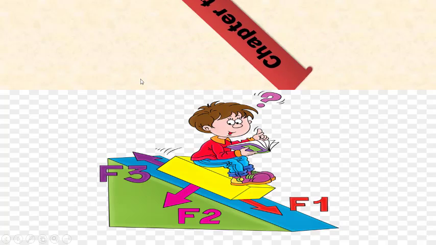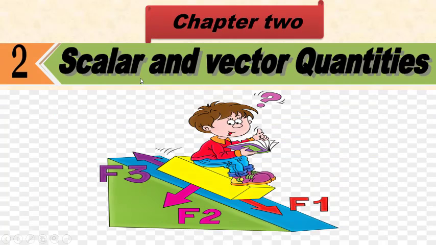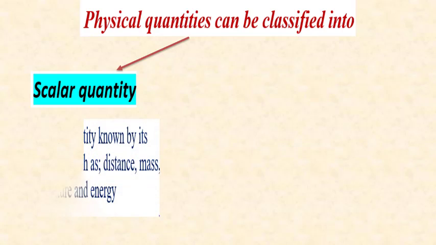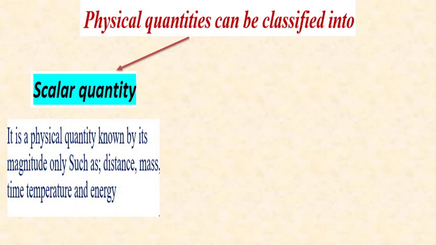Now, the time of chapter 2 physics, it's about scalar and vector physical quantities. From the previous lesson, we know that physical quantities can be classified into two types. The first type is a scalar physical quantity. A scalar physical quantity is a physical quantity that has magnitude only, or which is known by knowing its magnitude only, like distance, mass, time, temperature, and energy.